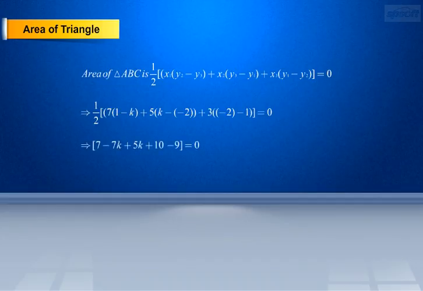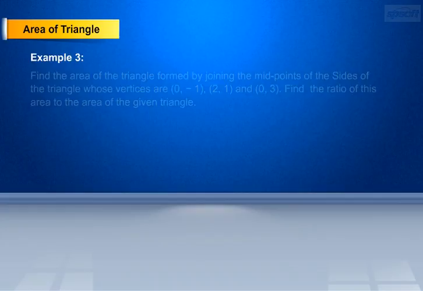This implies that 7 minus 7K plus 5K plus 10 minus 9 equals 0. This implies that -2K plus 8 equals 0. This implies that 2K equals 8. Therefore K equals 4. Let us take another example.